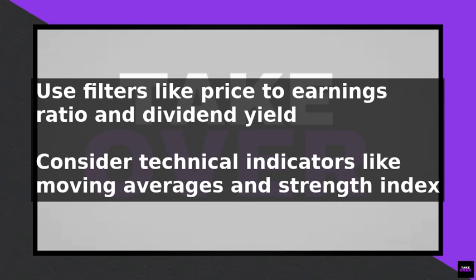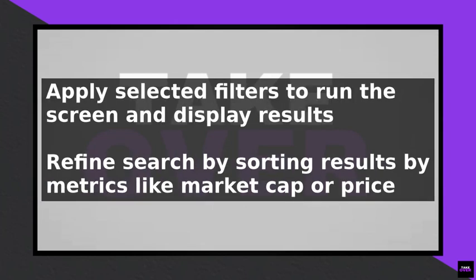Once you have selected your filters, click the Apply button to run the screen. The Stock Screener will then display a list of stocks that meet your criteria. You can further refine your search by sorting the results by various metrics such as market cap, price, or dividend yield. It is also important to keep in mind that no stock screener is perfect and you should always do your own research before making any investment decisions.